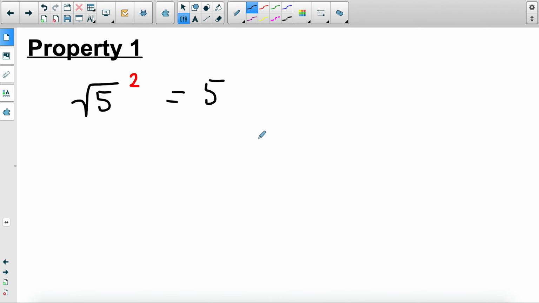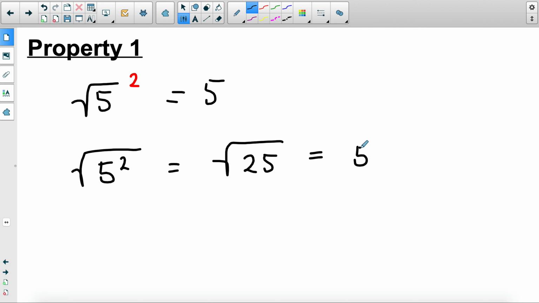Now, there are a lot of different proofs I could give you for this. One is that you could do the square and then do the square root. So I can actually do this. And I could say, well, that is square root of 25, which is also 5.